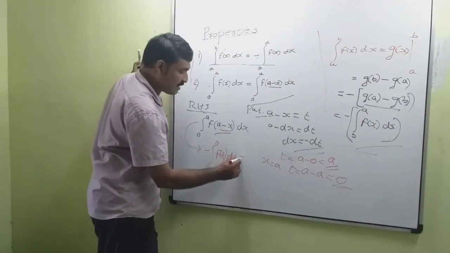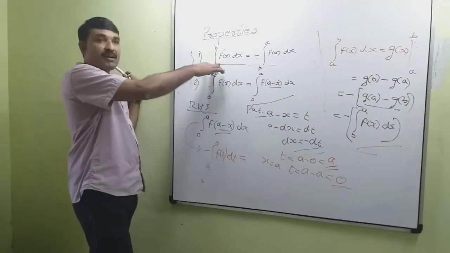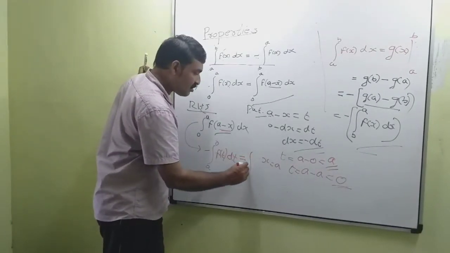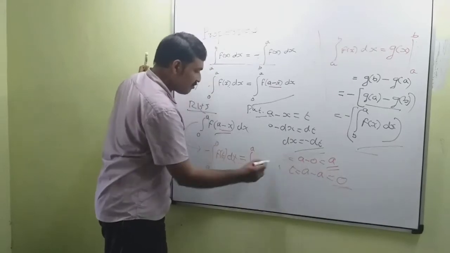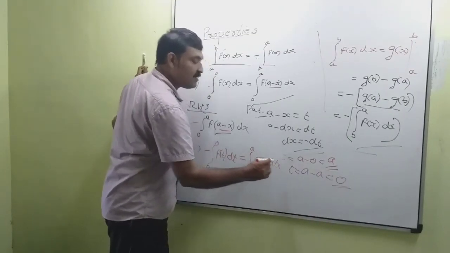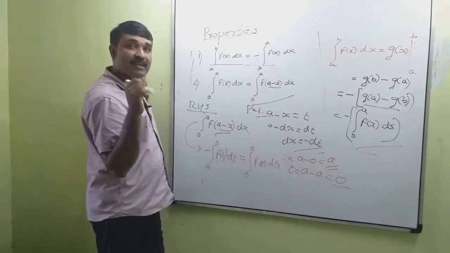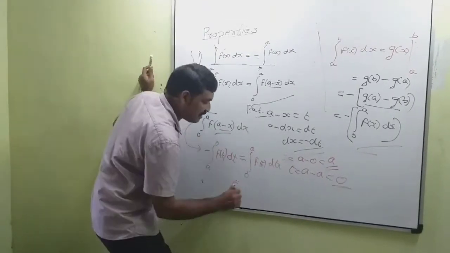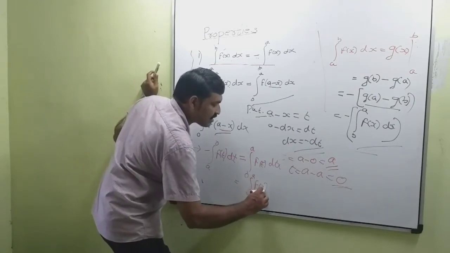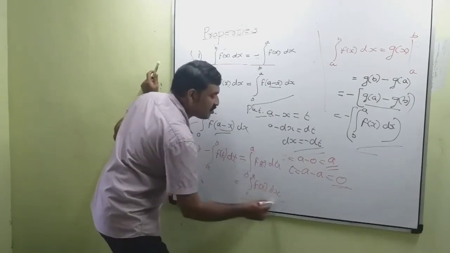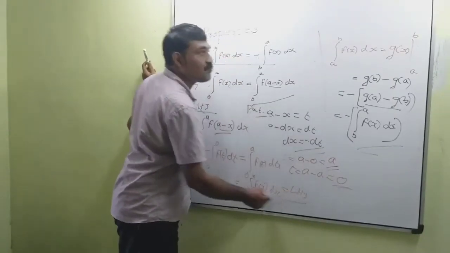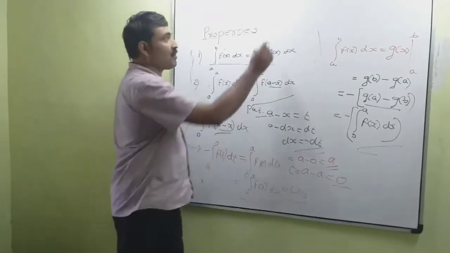So this is equal to, using the first property, integral 0 to a f of t dt. Now change the variable t to x. We can change the variable. That is equal to integral 0 to a f of x dx. So this is equal to LHS. Hence proved.